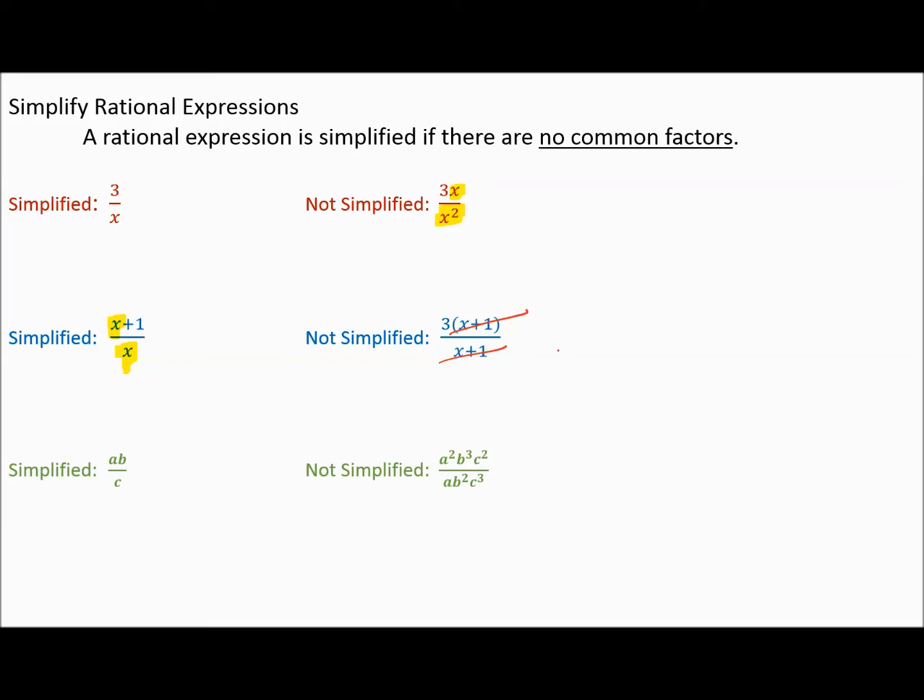Now in green at the bottom, a, b, and c, no common factors there. But there are many common factors over here. So for example, this a squared and this a, I can cancel one of these a's with that a. The b to the third and the b squared, I can cancel 2 of these up here. That's going to leave b to the first, and those are completely gone. And then the c squared and the c to the third, I can cancel 2 of these down here. That's going to make that c to the first, and that's gone. So my final answer here would be b divided by c, and that's it.